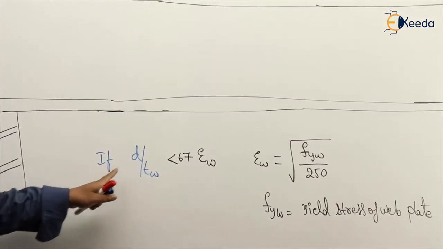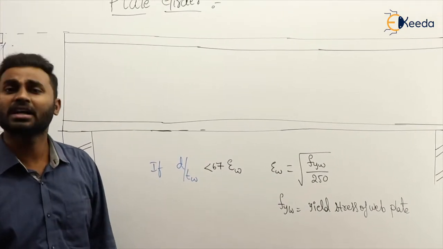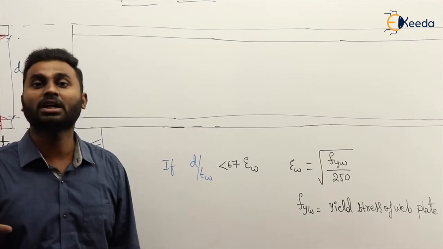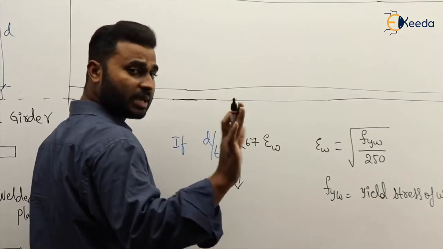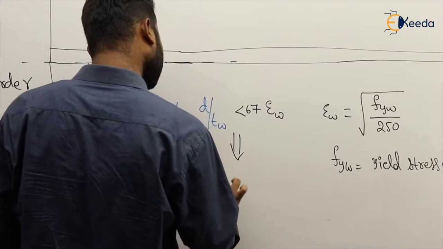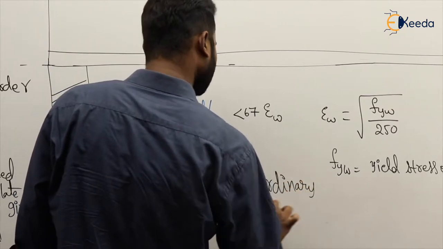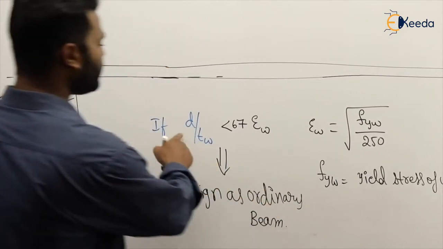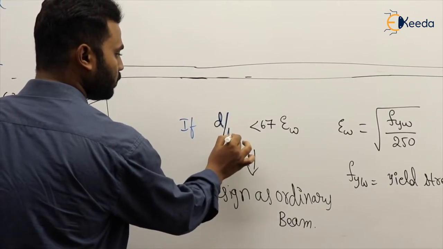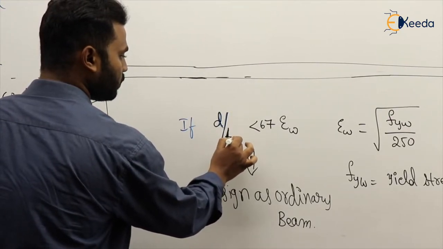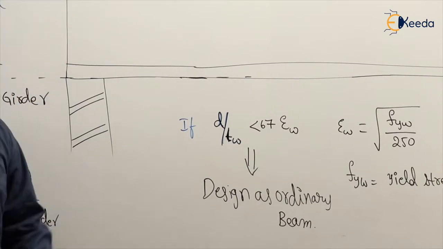So if d by tw, the depth of the web by the thickness of the web, is less than 67 epsilon, then design it as an ordinary beam. It means whatever we have discussed in the design of the beam, design by following the same procedure. Design as an ordinary beam. But if this d by tw is greater than 67 epsilon, then what happens?